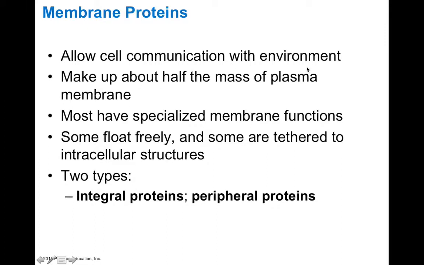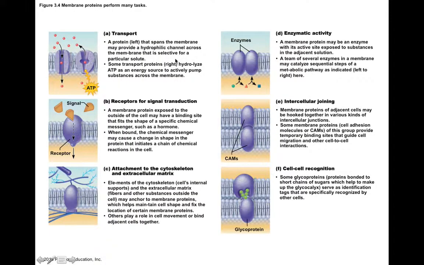Some allow for communication with the external environment or the internal environment. Some make up about half of the membrane mass, and most of these have specialized functions. Some float freely, others are tethered, and there are two major types, integral and peripheral proteins. The integral plasma membrane proteins are the ones that span through the whole width of the membrane. They go all the way through. And the peripheral proteins are the ones that are just sort of associated off to the side. So what this slide is showing are just all the different functions of plasma membrane proteins. So some are involved with transport.